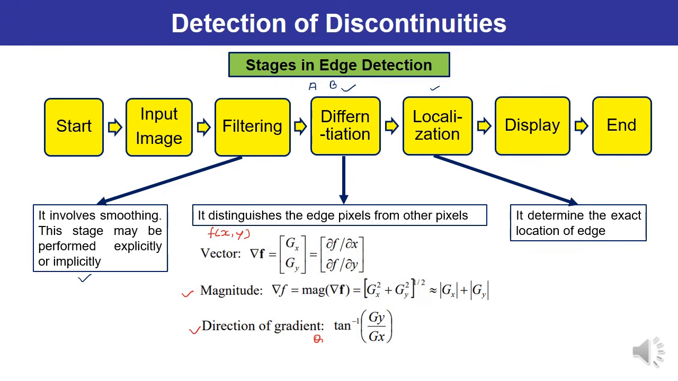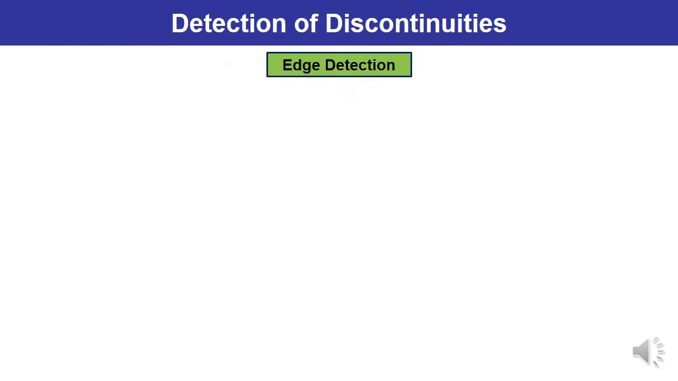So here the purpose of the localization is to determine the exact location of the edge, and you must remember that an edge map is required, and the edge map is then displayed, and this edge map is stored for further image processing operations. After the localization there is a display unit. The function of this particular unit is to display the image which has been processed till this stage, localization, and then the end of this particular program. So I hope now all these stages are clear.